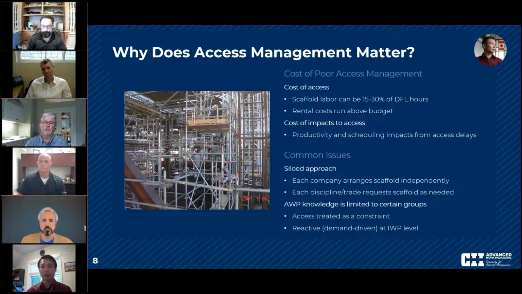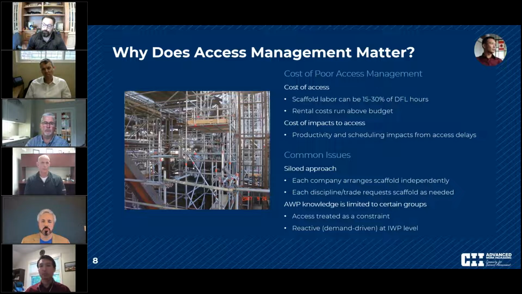So the second part of common issues that we've observed is AWP knowledge being limited to certain groups. Within the context of advanced work packaging, scaffolding and access is treated as a constraint. That was how it originally was envisioned in AWP, but now we've come to realize there's a better way to approach that.